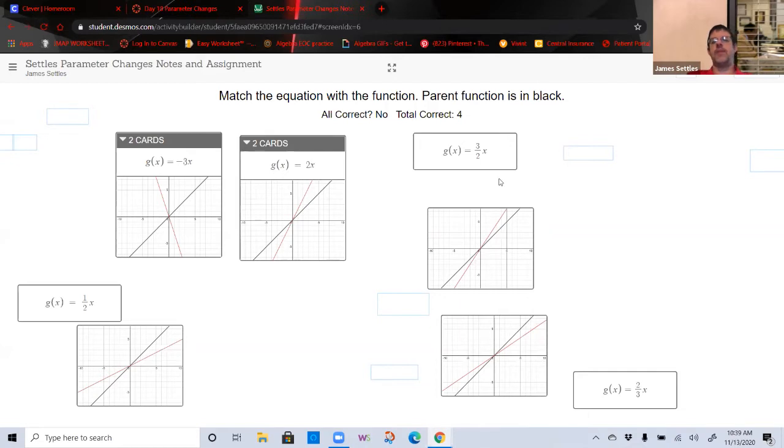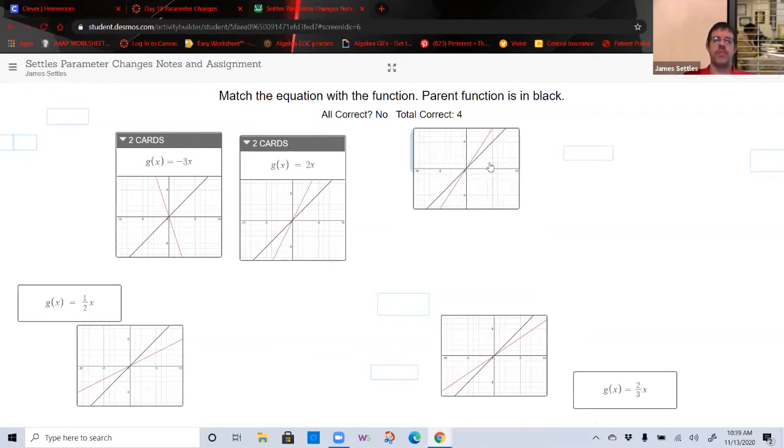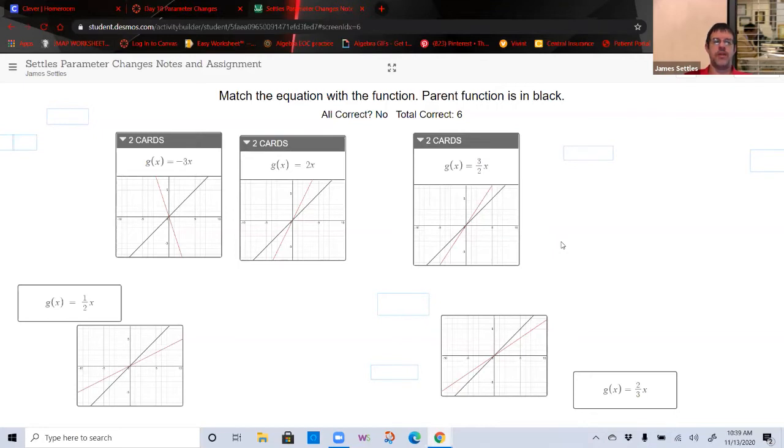Okay, then I'm going to go to the equation that has 3 on top and 2 on the bottom. Now, 3 is bigger on top. So if the number on top is bigger, then this has to be more steep. Well, there's only one other line that's more steep. So drag it and put it on top. Okay. So then we've got 2 equations left.